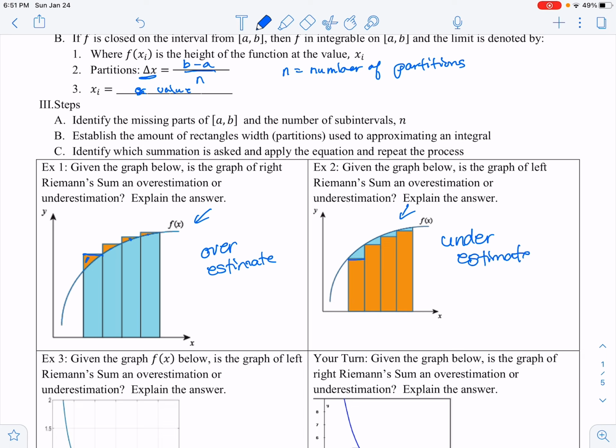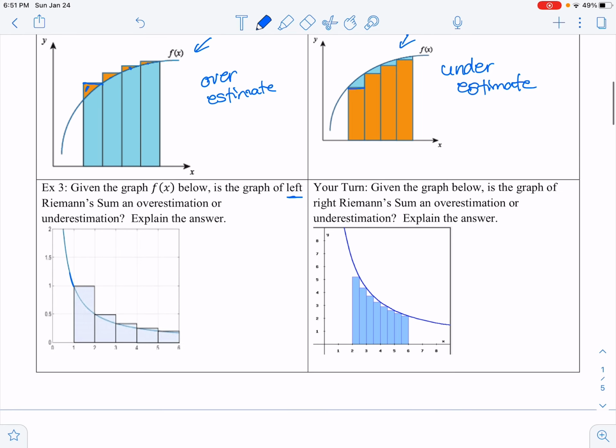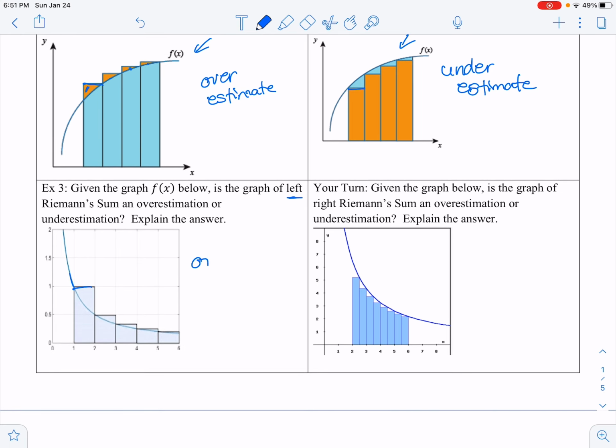It's going to matter if you do left or right. Left or right matters, and concave up and down matters, okay? Here we have concave up, and we're coming in from the left, and it's over. This one was from the left, and it was under. This one's from the left, and it's over. This one is concave up, and we're doing from the right, and it's under. This one was from the right and over. This one's from the right and under.